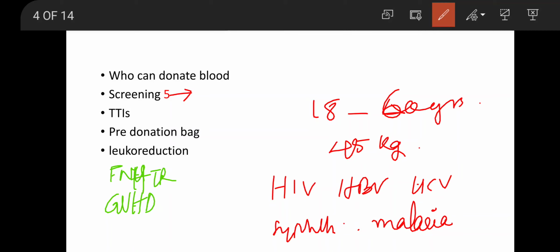So what we do is leukoreduction. We take a bag which has a charge in it, and it will attract the opposite charges, likewise it will attract the WBCs. So all the WBCs are filtered out. That is how we can reduce this complication.